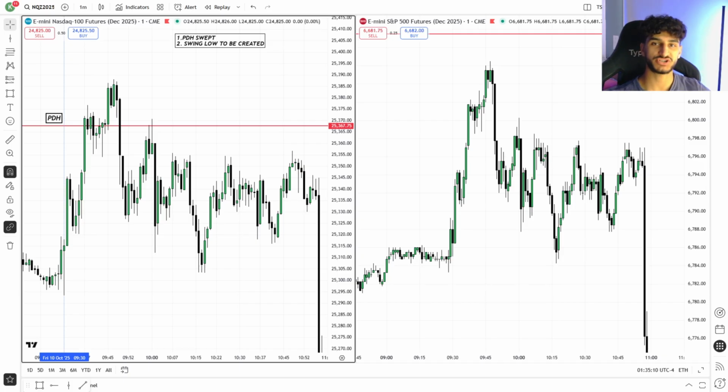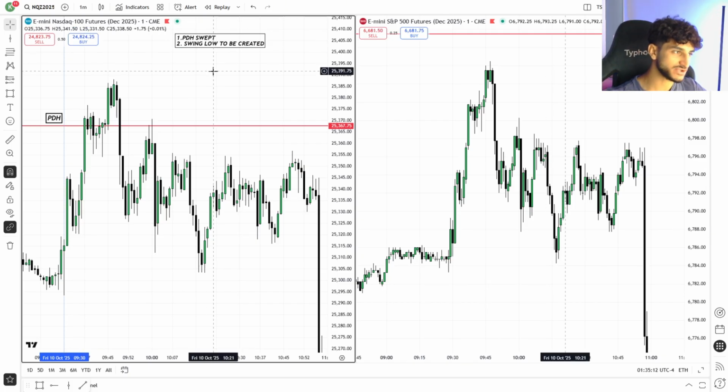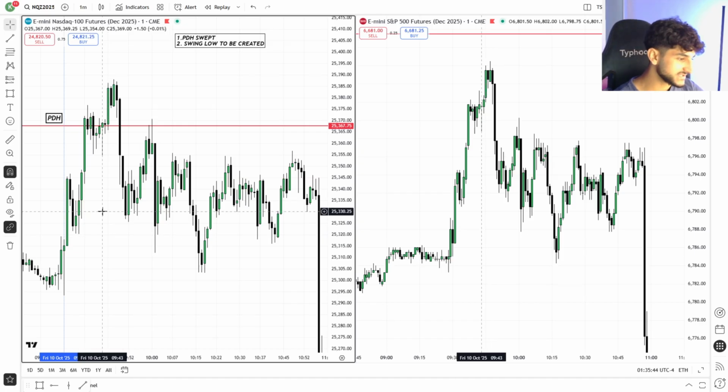So the second thing on our checklist criteria, as you can see right here, is going to be a swing low to be created. Now we're going to be looking for a swing low that is formed within the markets. And the reason why I'm looking for a swing low is because that swing low is actually correlated to step number 3 and 4. Without that swing low, step number 3 and 4 are not going to be able to happen. Now, as you can see right here, at exactly 9:43, we do get a swing low that is created.